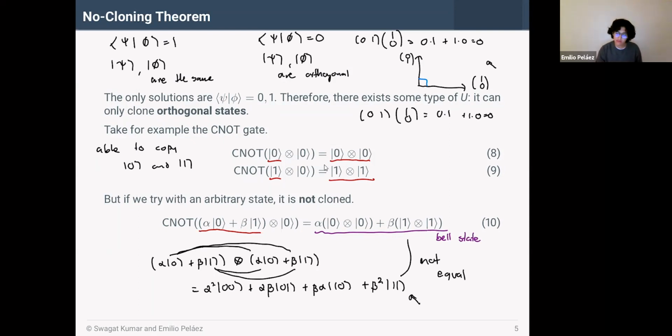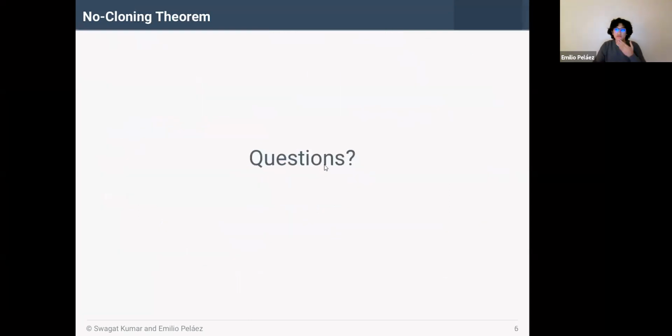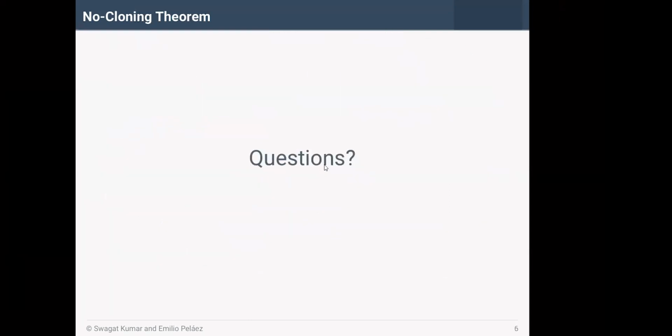It should be equal to this if it was able to clone it, but it isn't able to clone. So yeah, that's it. Any other question? I think you're good for now.